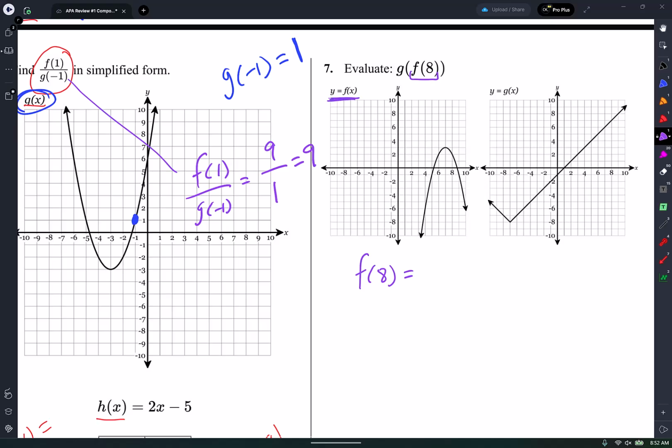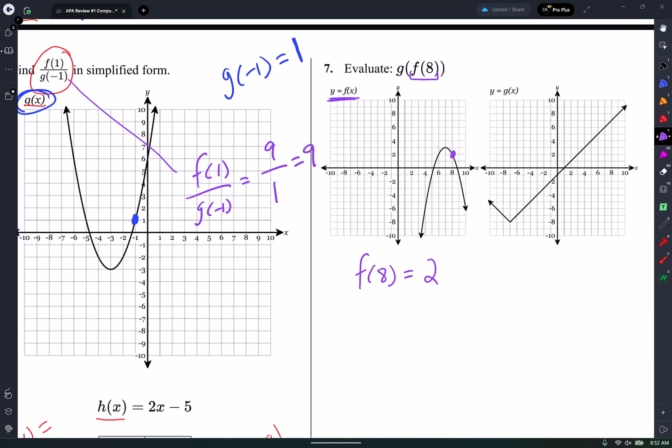And I go to 8, and I put a point at x equals 8 on that curve. What does that y value appear to be? So I'm going to write f of 8 equals 2. So catch up, guys. Are we still okay? All right.